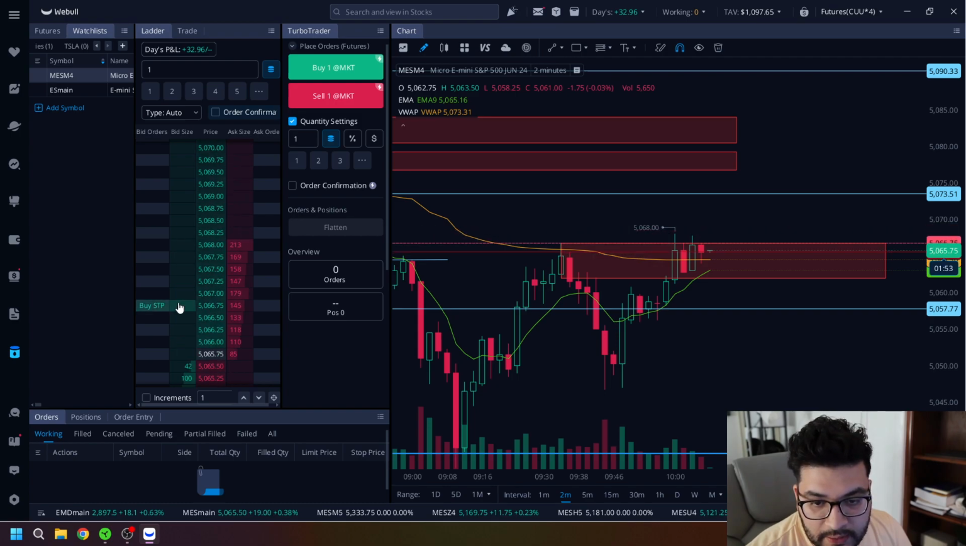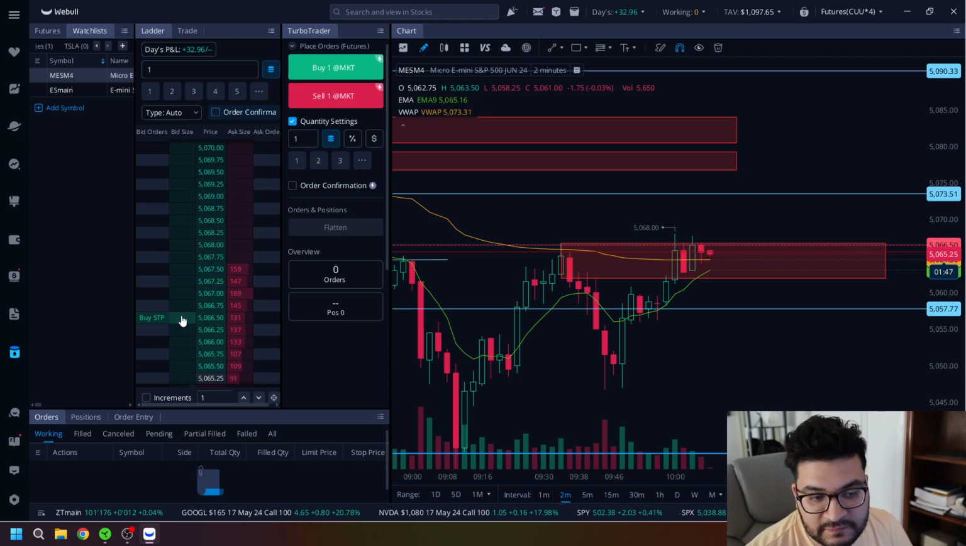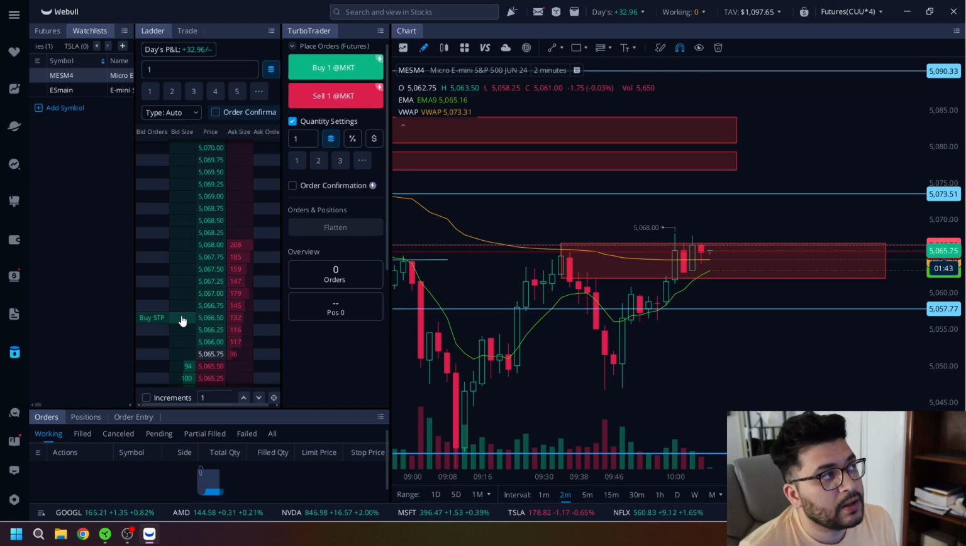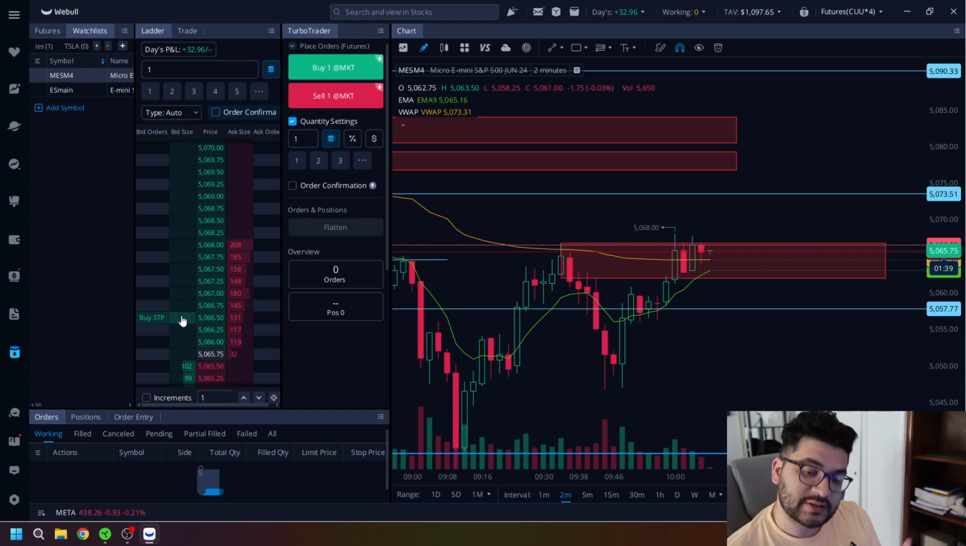I would say right here. I would press this 5066.50. You can see the dotted line on the screen. I would press the buy button right over there. So when it comes back down to this level, it will fill my buy order.